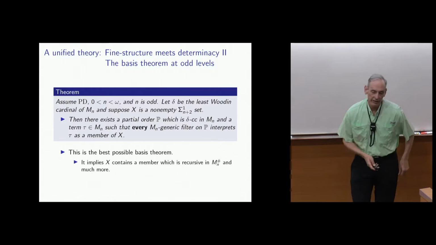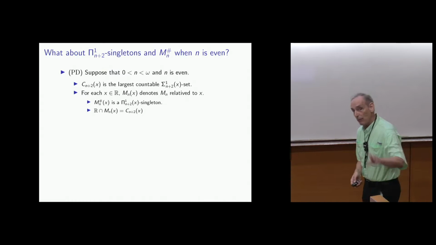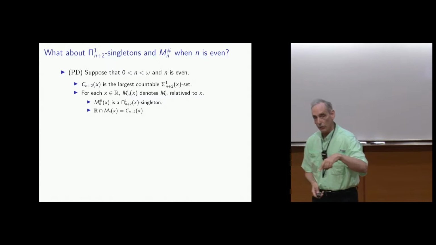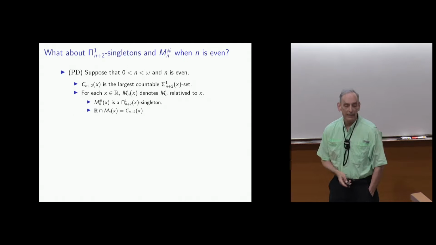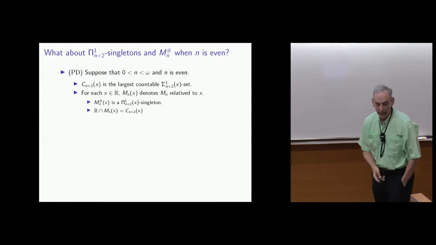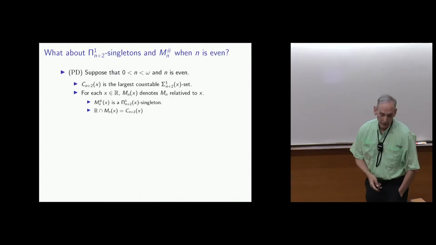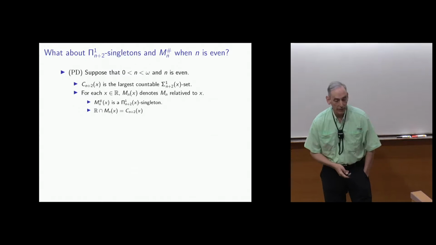But now I want to move on. Well, first of all, what about the Π^1_{n+2} singletons and M_n^# where n is even? So remember, if n is 2, there's a Π^1_2 singleton between 0 and 0^#, so you can now ask the analogous question at all levels. But again, we're only going to get a cone result, so let's relativize. So suppose n is even, bigger than 0, C_{n+2}(x) is the largest countable Σ^1_{n+2}(x) set. For each real x, M_n(x) is M_n relativized to x. M_n(x)^# is a Π^1_{n+2}-in-x singleton. The reals of M_n(x) are C_{n+2}(x). Everything just carries over.